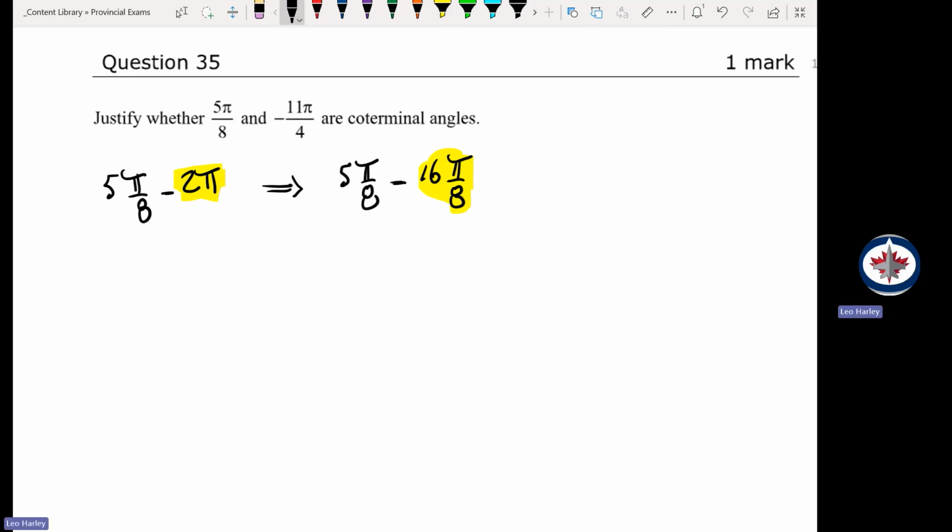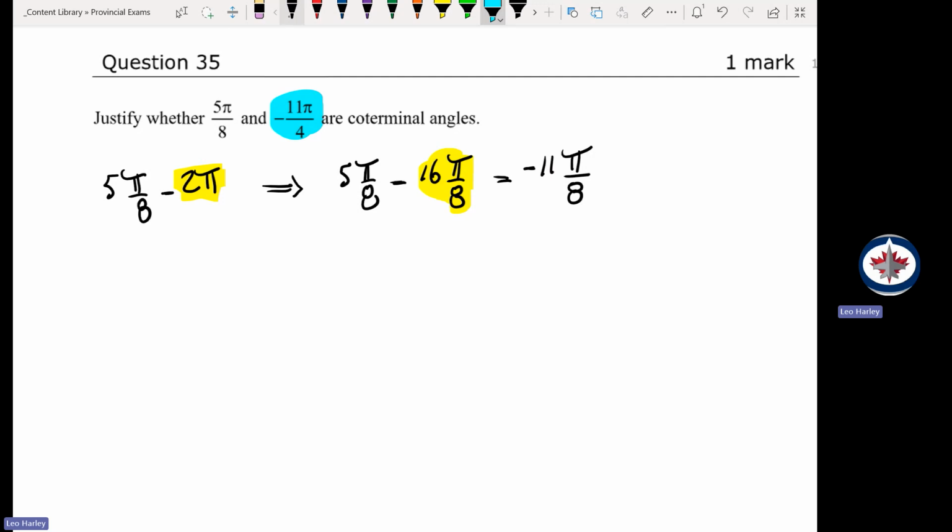Okay. And what does that actually equal? Negative 11 pi by what? 8. Is that the same as what they're offering here? No. So can I then conclude that they're not coterminal? I don't like that. Isn't there a better way? If they're coterminal, what must be true about the difference between the two angles? Must be equal to 2 pi, right? If you subtract coterminal angles, the difference has to be 2 pi, or at least a multiple of 2 pi, right?